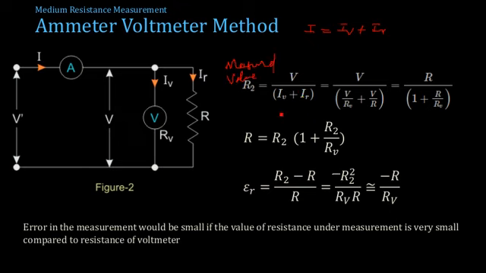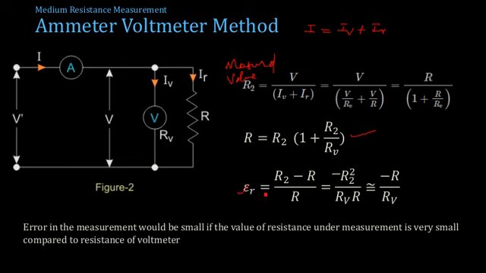Now the measured value is given by V by I. So I is given by IV plus IR. So V divided by IV can be taken as V by RV, where V is the voltage across this voltmeter, V by RV is indicated by the voltmeter, and V by R gives IR. So from this you can simplify and get this equation as R is equal to R2 plus R2 into 1 plus R2 by RV.